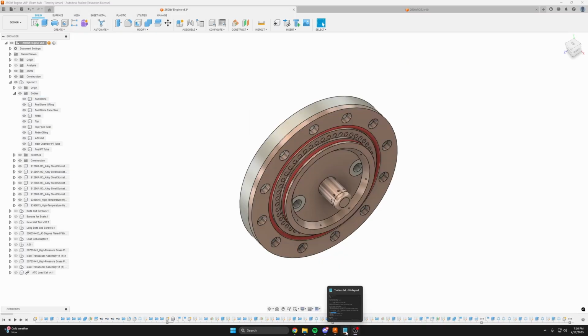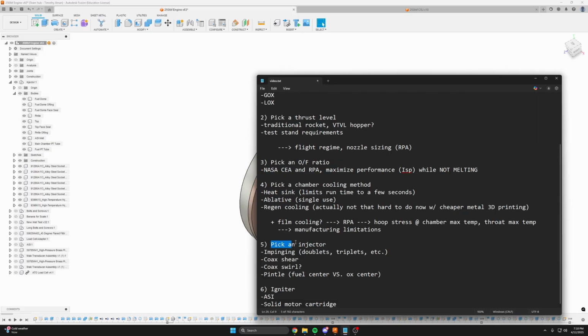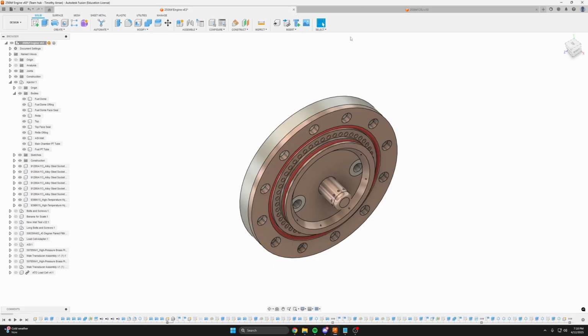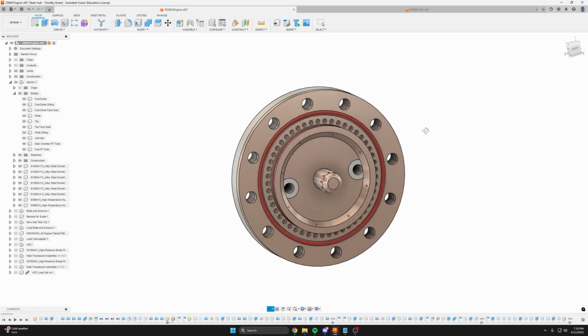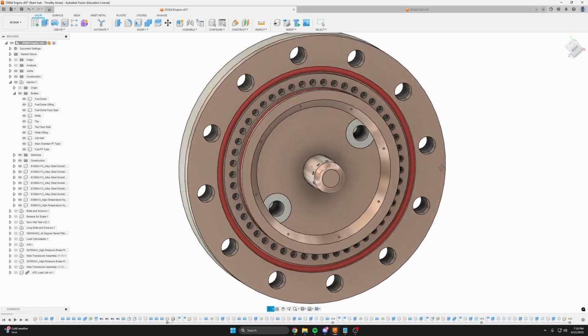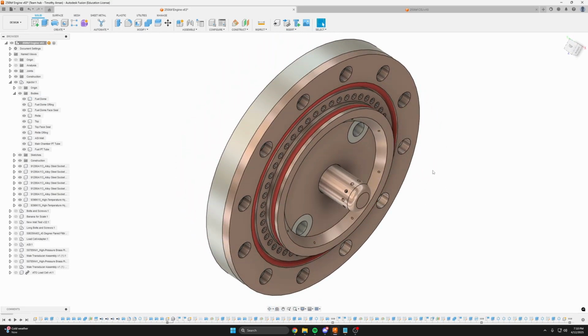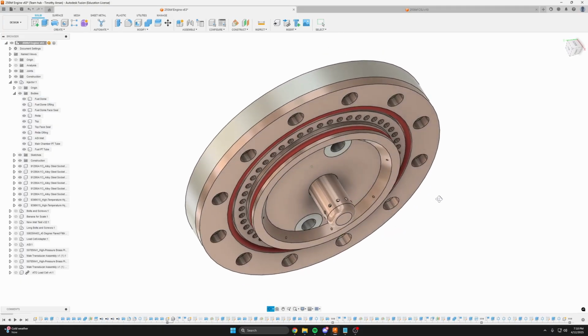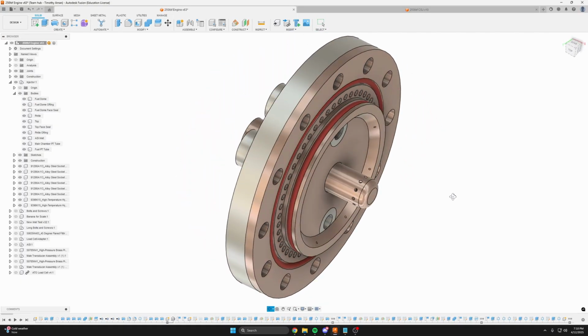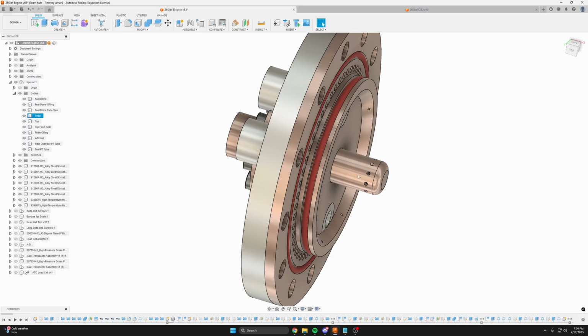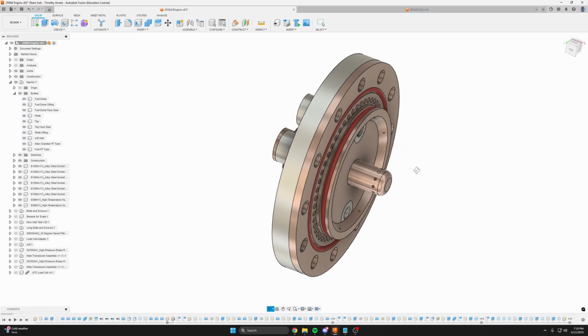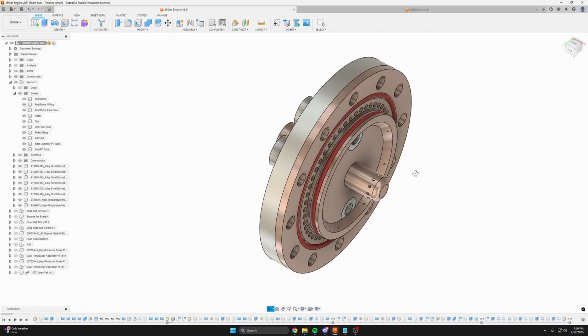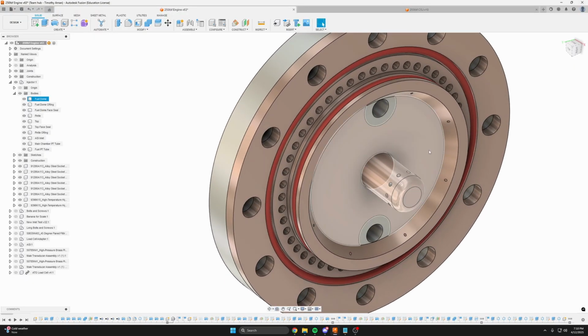Okay, so next I would say pick an injector type. For our engine, I chose a Pintle injector. Many people have done this, and there's a lot of literature out there about it. There are certain design rules you want to stick to when designing a Pintle injector, having to do with the length of the post before you get to the pintle holes. I'll link a couple papers that helped me design this Pintle.